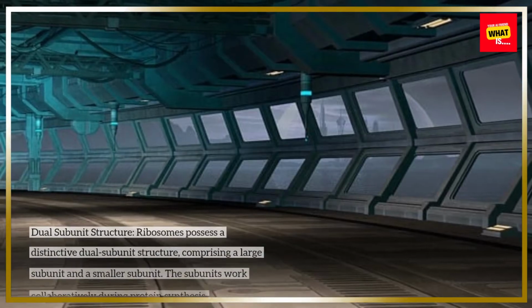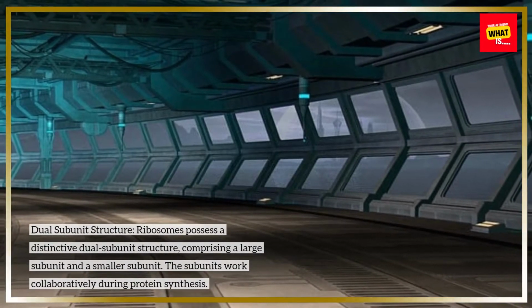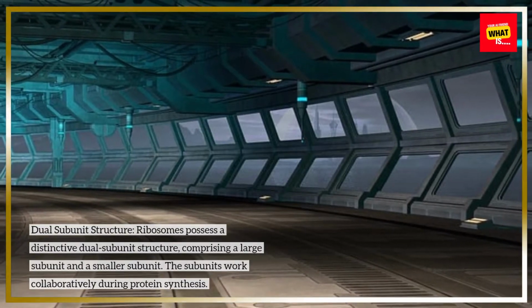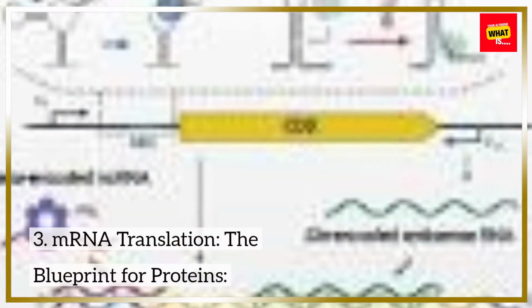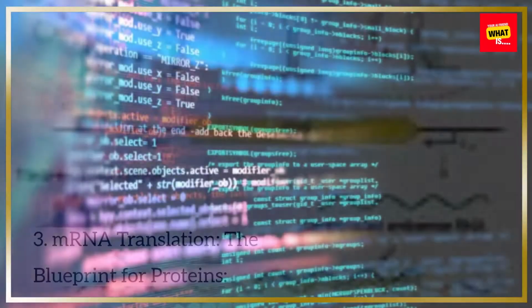Dual subunit structure. Ribosomes possess a distinctive dual subunit structure, comprising a large subunit and a smaller subunit. The subunits work collaboratively during protein synthesis. 3. mRNA translation. The blueprint for proteins.